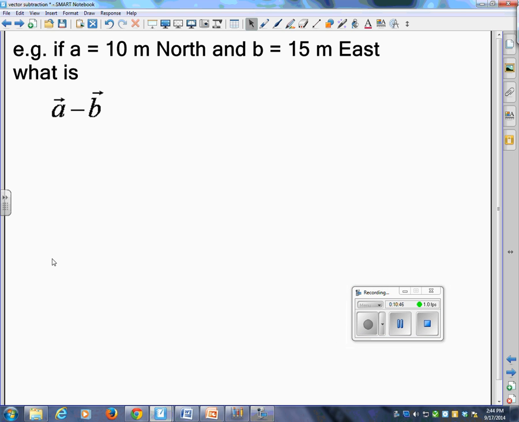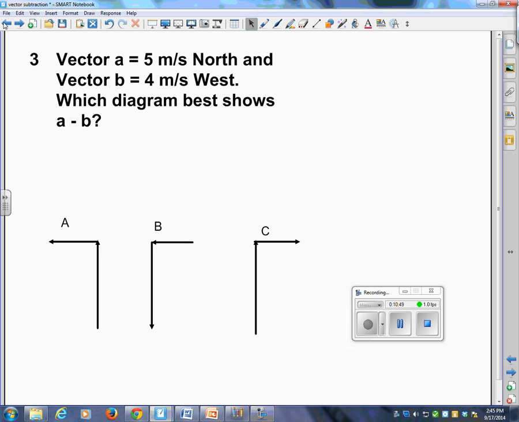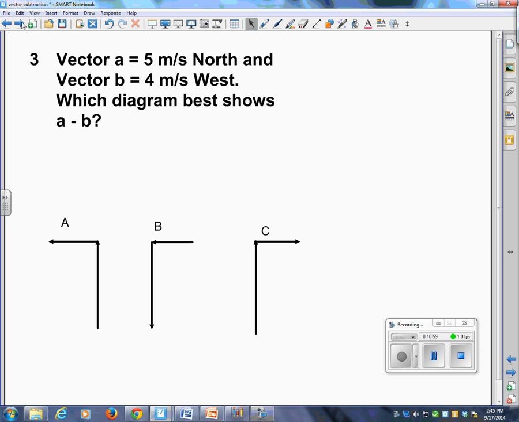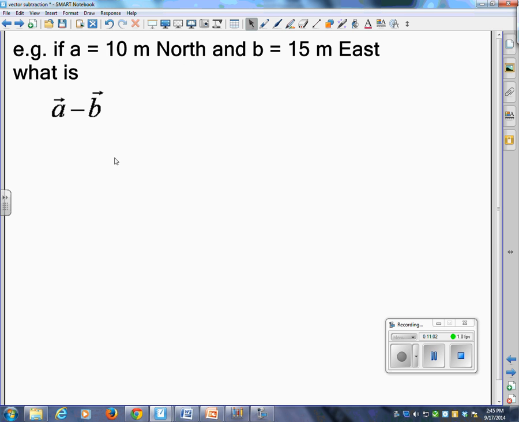A equals. If vector A is 10 meters north and vector B is 15 meters east, what is A minus B? A little clicker quiz to see if you get it. I'm showing you how to do it. In about 2 minutes, you're going to have to be able to show it back to me.